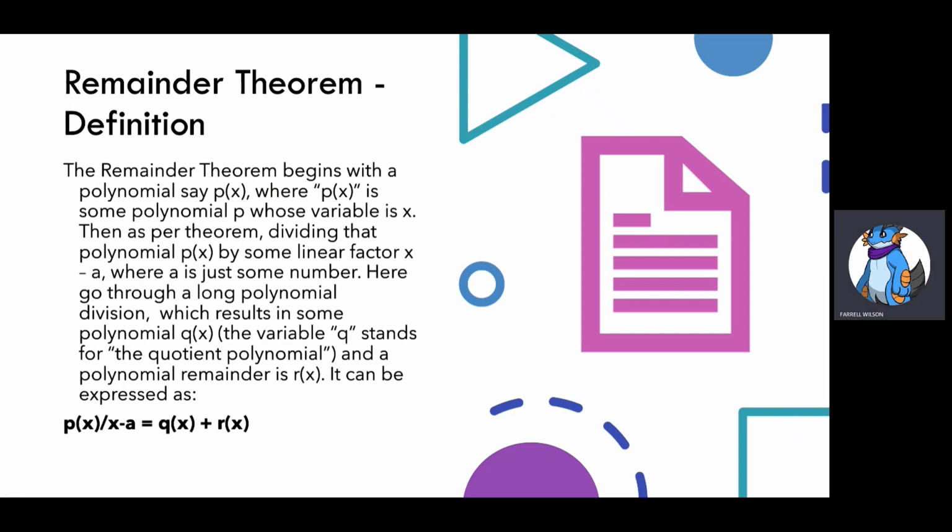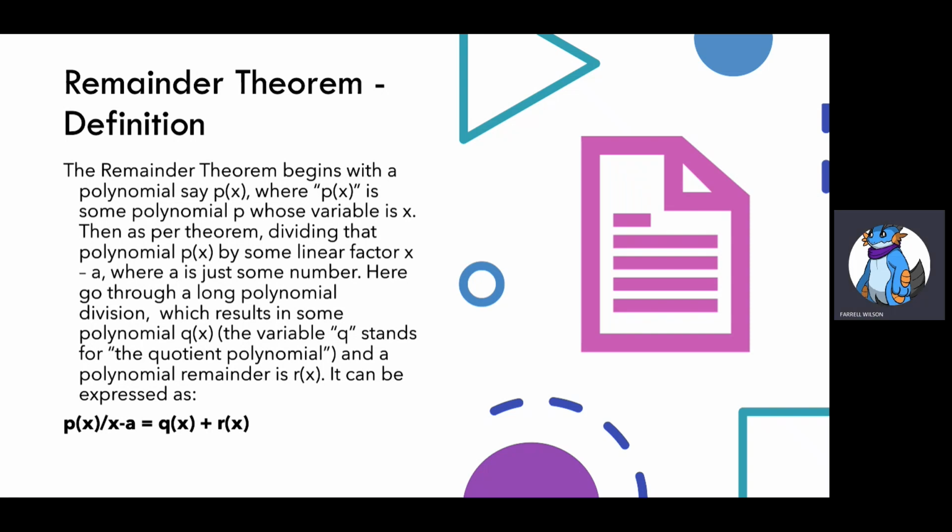The remainder theorem begins with a polynomial, say p(x), where p(x) is a polynomial p with x as the variable. Then, as per the theorem, we divide the polynomial p(x) by a linear factor x minus a, where a is simply a random number. From here, we go through a long polynomial division, which will give us a polynomial q(x) and a polynomial remainder r(x).